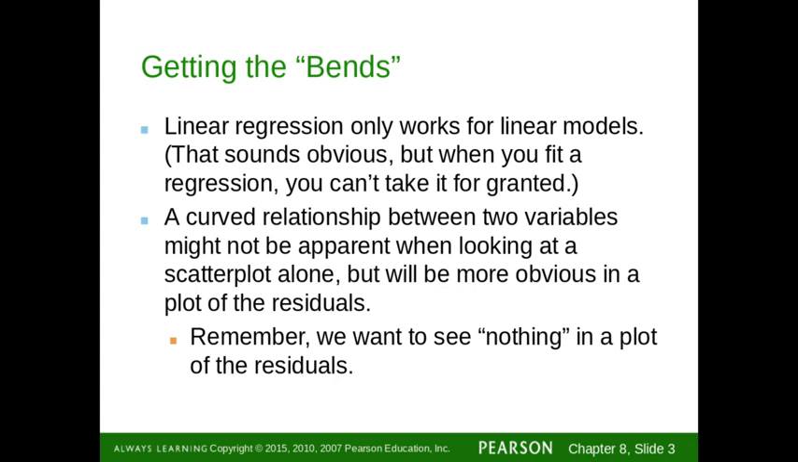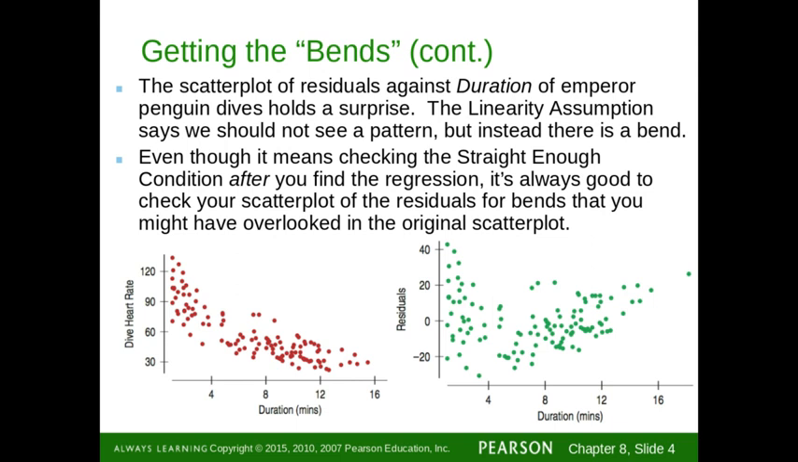Now, a curved relationship between two variables might not be apparent when looking at a scatter plot alone, but it will be more obvious in the plot of the residuals. So remember, we want to see nothing in a plot of residuals. So let's look at this example. The scatter plot of the residuals against duration of emperor penguins' dives holds a surprise. The linearity assumption says that we should not see a pattern, okay? But instead, there is a bend.